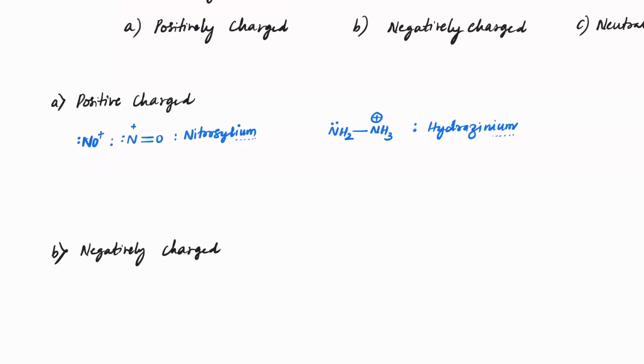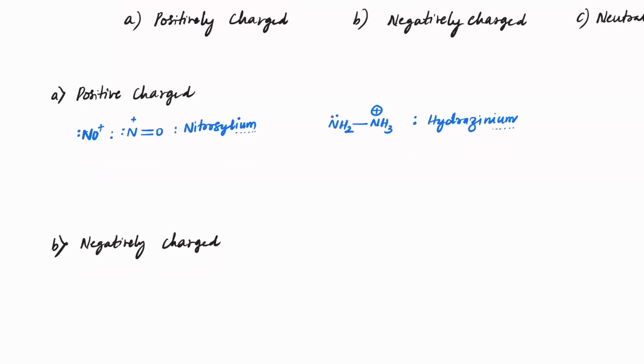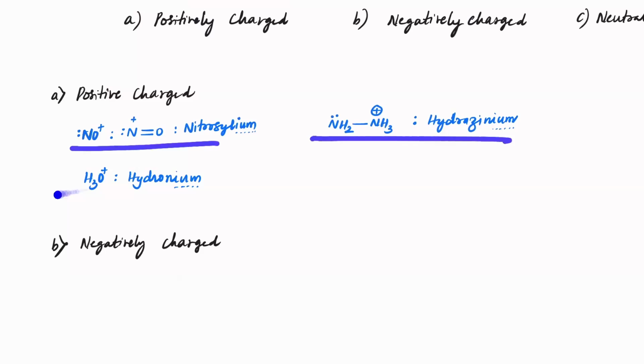Like this, if you have H3O plus, if it is offering one compound here, this is hydronium. These are typically positively charged ligands, which you will see, which still have at least one lone pair on them, which can be offered as a base to the central metal atom.